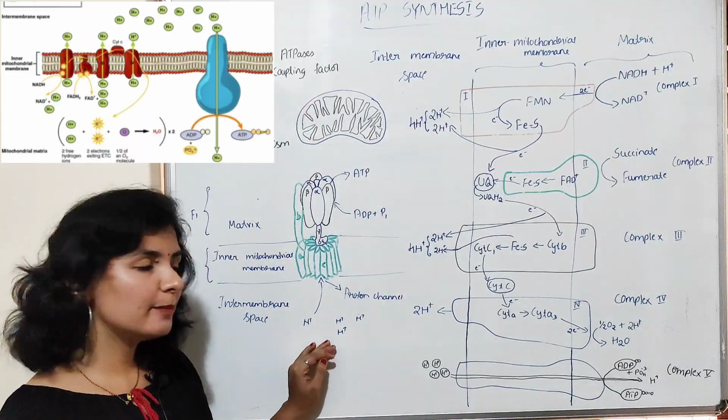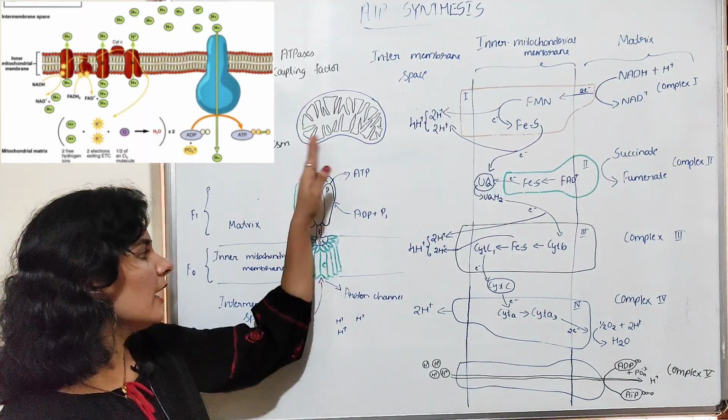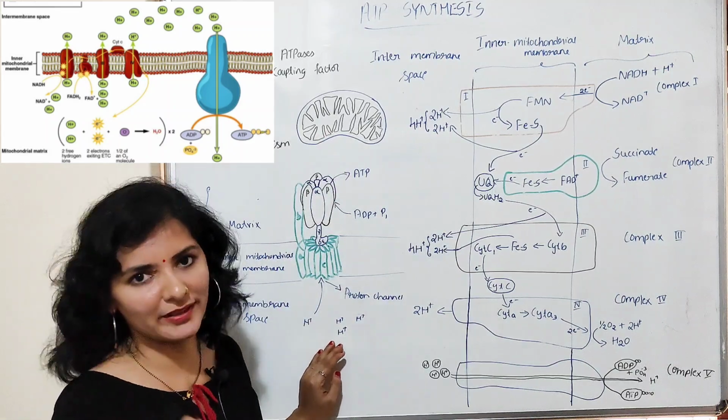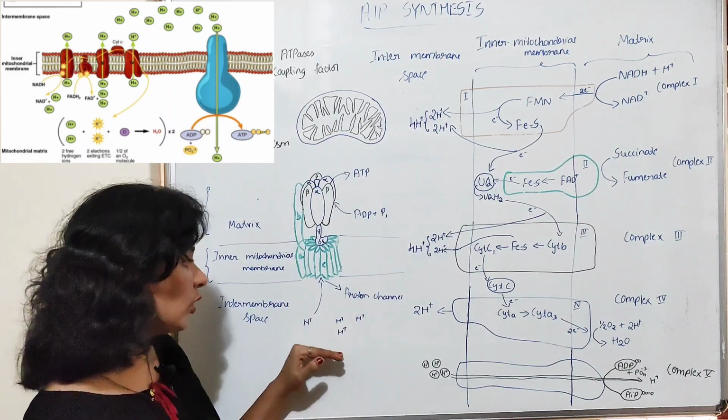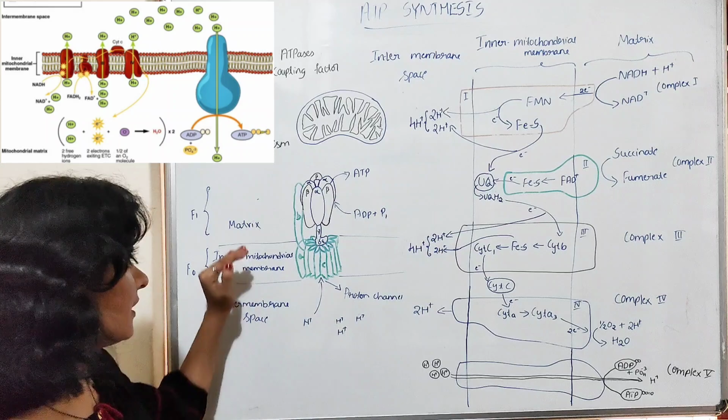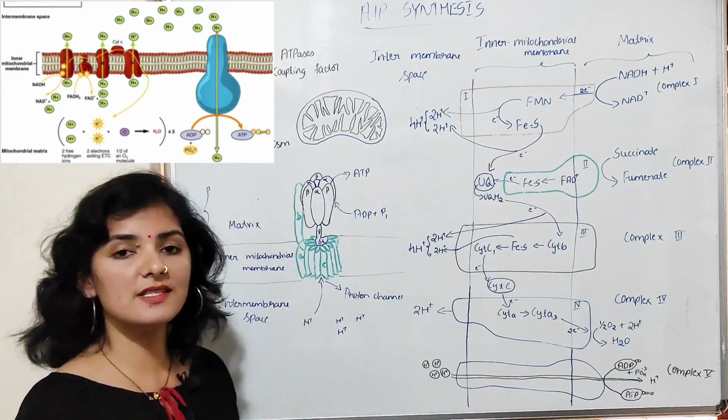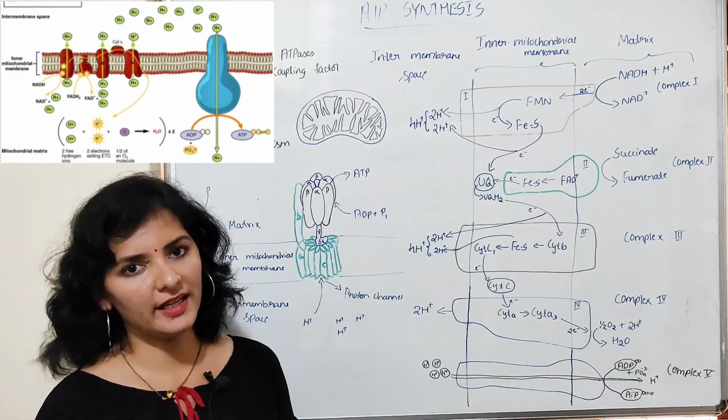When 4 protons are pumped back from the intermembrane space to the matrix via ATP synthase, it produces 1 ATP.